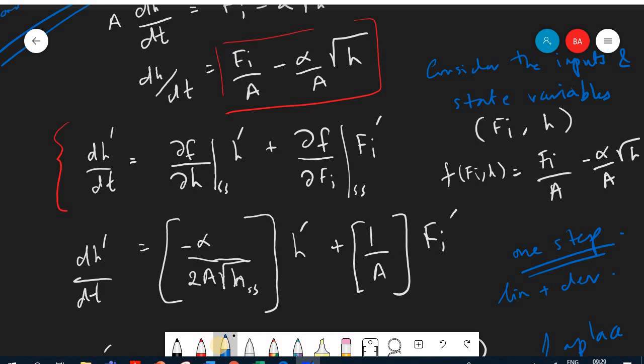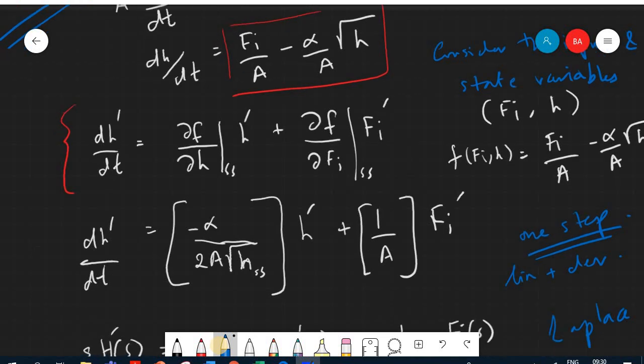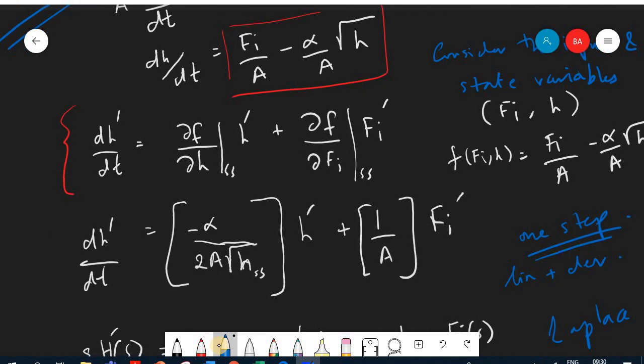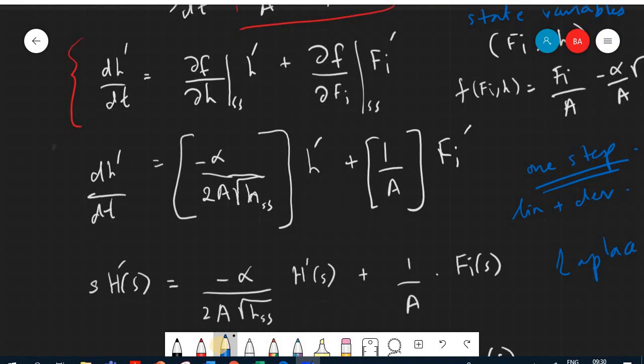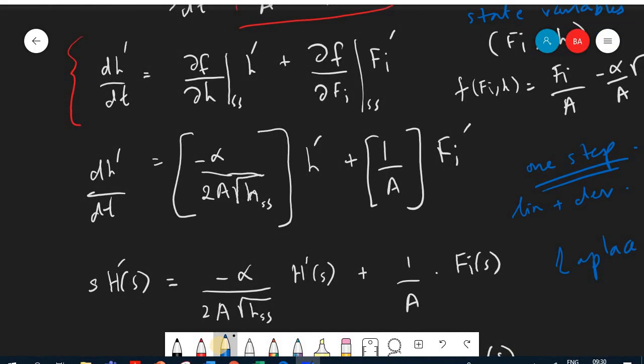And the linearized shape in one step. How do I do this? I say that this is my function. I'm going to take the derivative with respect to h into h prime, and then take the derivative of this function with respect to Fi, times Fi prime. So I'm simply taking the derivative with respect to all state variables plus the derivative with respect to all inputs, and I have only one state variable and one input, which is why I have only two terms here. The left hand side will be directly in a deviation format, based on the Taylor series that I explained earlier.